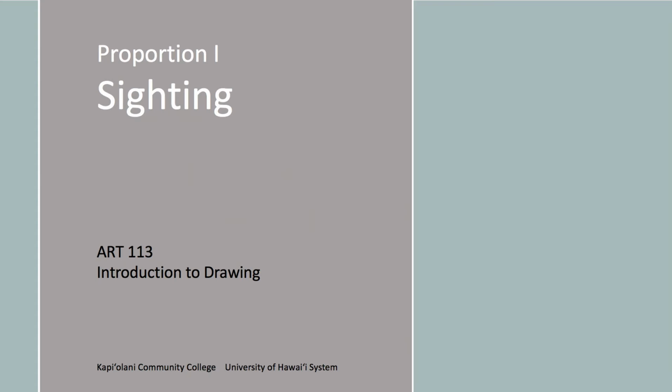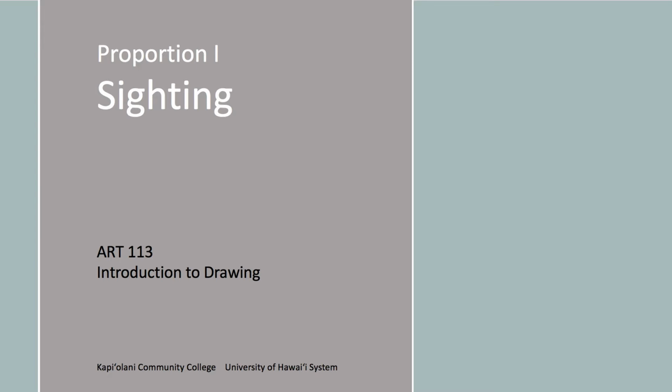Okay, in this presentation we're going to look at one of the key and most fundamental techniques that you will be using in this class, known as sighting. What sighting is designed to do is to correct and make sure our proportions are right in the drawing. To do this, I'm going to take you through using your diagnostic drawing.